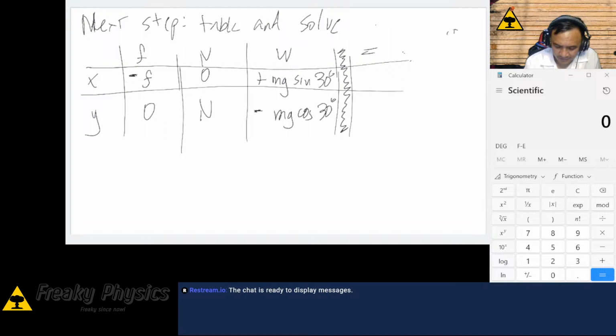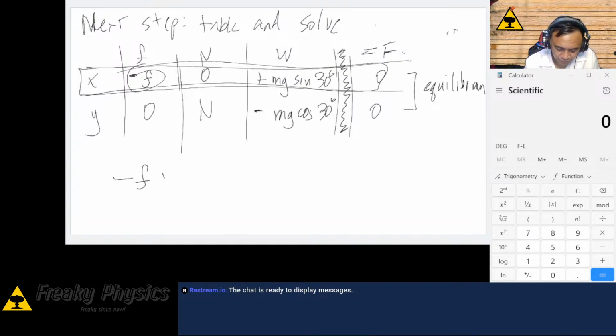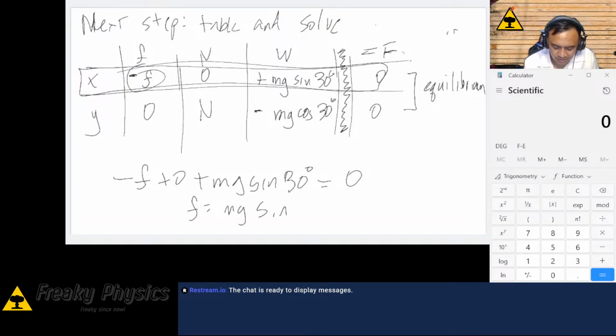Okay. So, what do we do now? Sum of forces on this side, right? Resultant force. We know the object is in equilibrium, so both of these would be 0. And now we're looking for the frictional force. We use x. So minus f plus 0 plus mg sine 30 degrees is equal to 0. And then solve for f. F is equal to mg sine of 30 degrees.